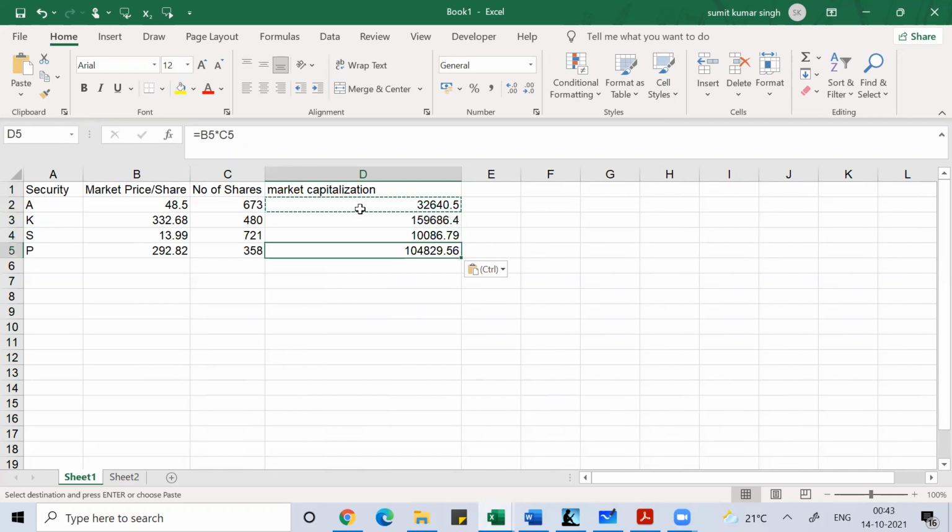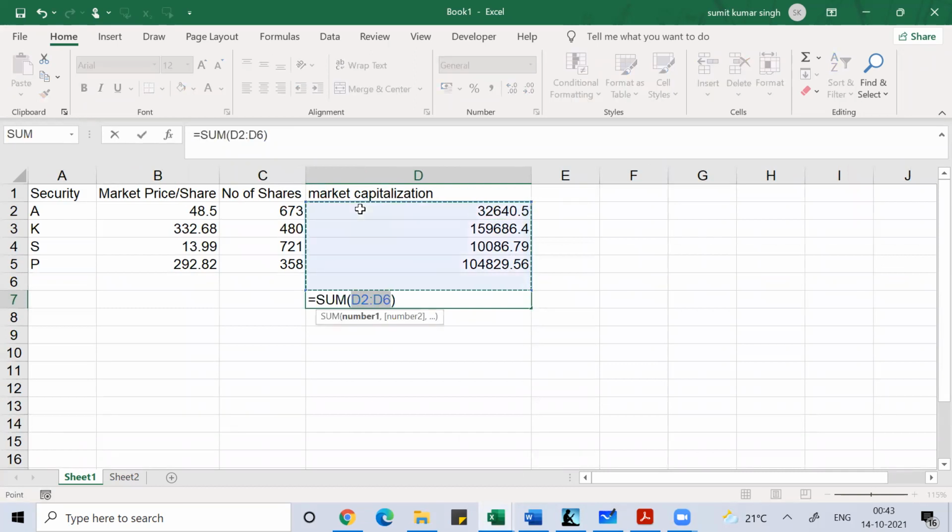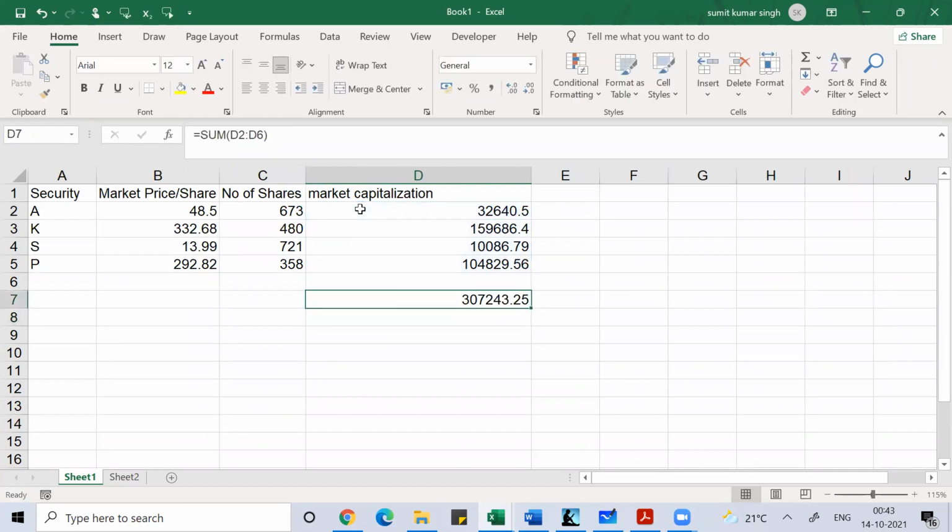The point of doing MS Excel is that you can see I don't have to repeat my steps. So this is the value of the portfolio. This is the total, the value of your portfolio. Remember that, because ultimately you're trying to protect this value only, right?